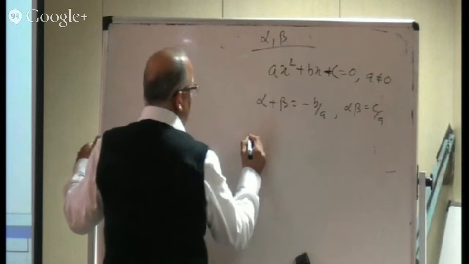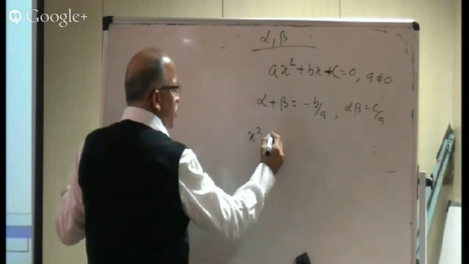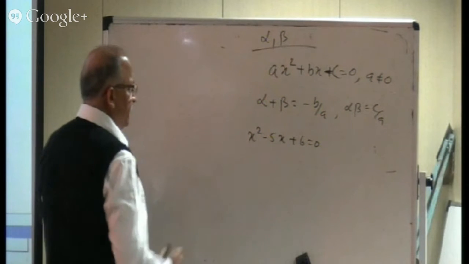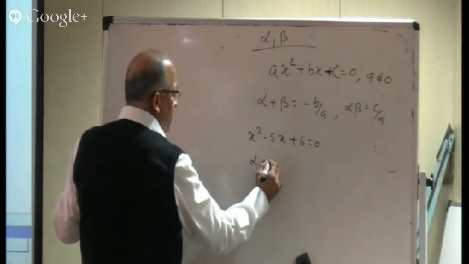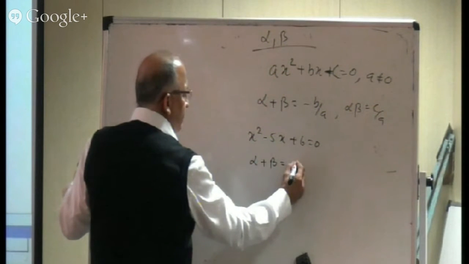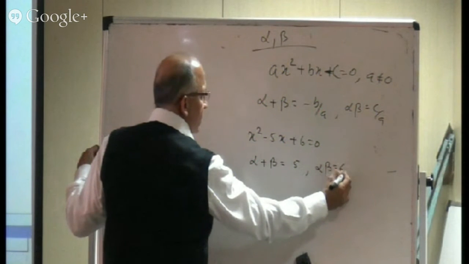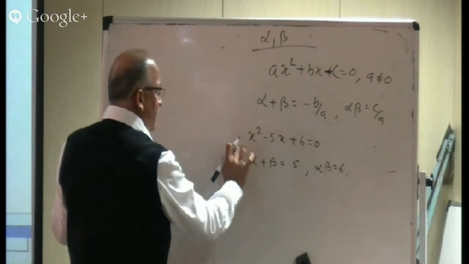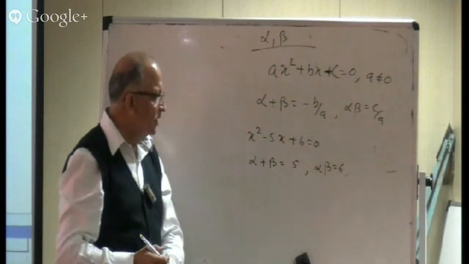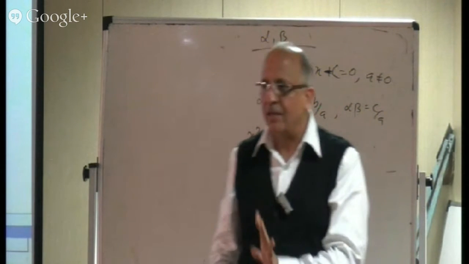Suppose I have x square minus, let us take an example where you can also check, minus 5x plus 6 is equal to 0. Here alpha plus beta will be 5 and alpha into beta will be 6 because minus 5 divided by 1 and again a negative sign taken and 6 divided by 1. Alpha plus beta and alpha beta is known. So now there are two types of problems that can be asked on this.